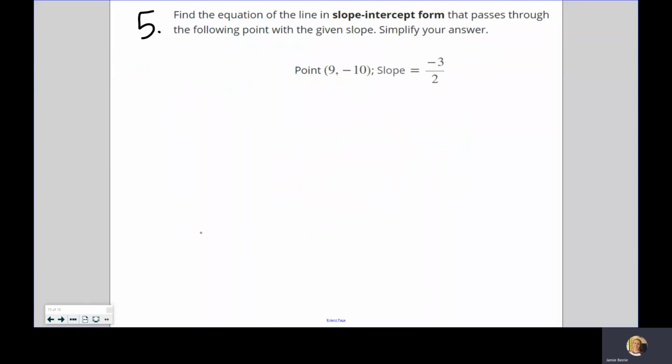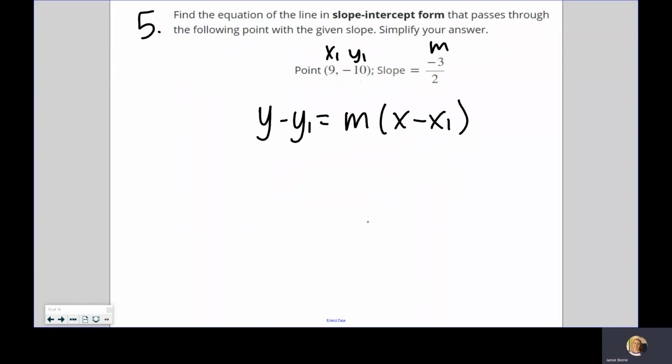So same idea here. We're going to write down the equation for point-slope form because we're given the point and the slope. Label your point x1, y1. The slope is -3/2, that's m. Go ahead and plug in your numbers. Y minus y1 is again -10. That was just a coincidence. M is -3/2, and we have x minus x1 was 9.